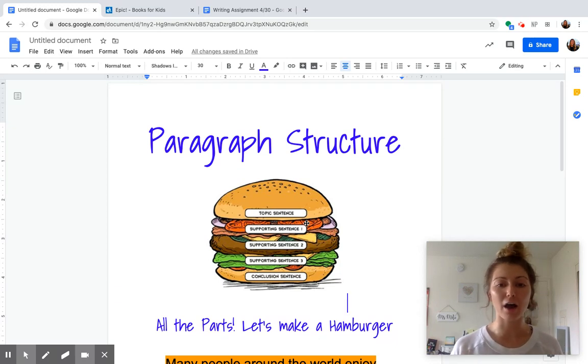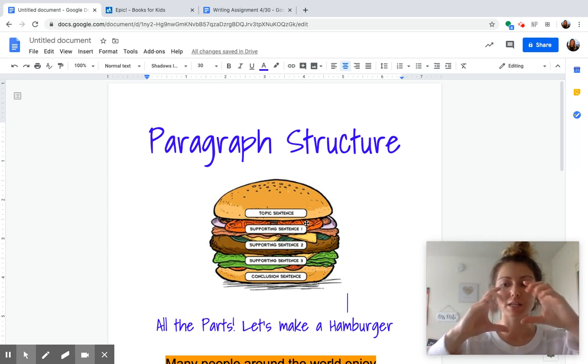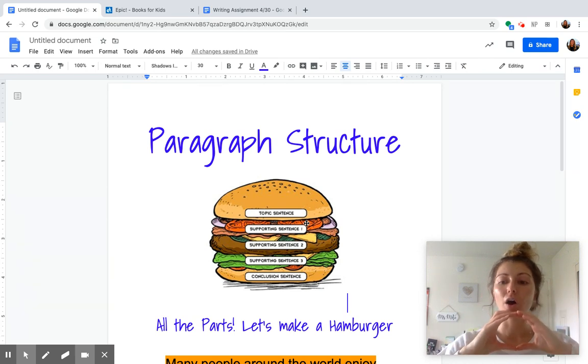We talked about how we can find evidence or use facts to tell more about our topic. Our supporting sentences are really the meat and the main ingredients of our paragraph. When we think about a hamburger, those inner parts are the most important parts of the burger. The bun holds it together. So those supporting sentences are the really important stuff that you really want your reader to learn.